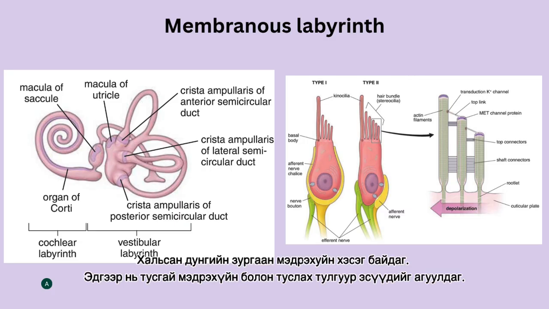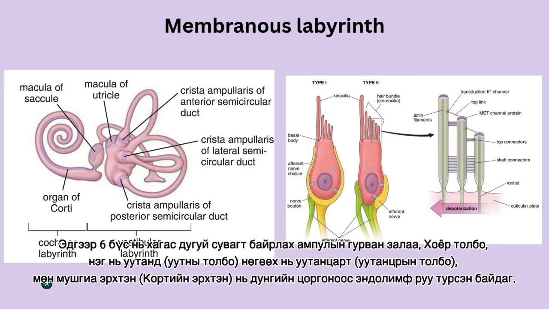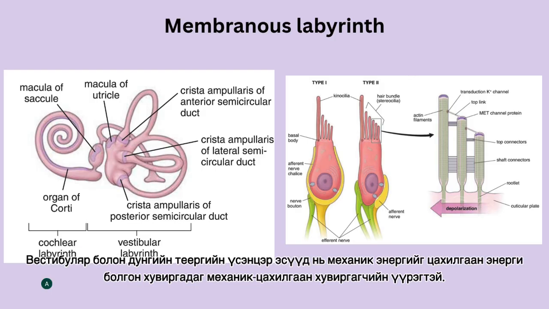There are 6 sensory regions in the membranous labyrinth that contain the special sensory and supporting cells. The 6 regions are the 3 cristae ampullares of the semicircular ducts, 2 maculae of the utricle and saccule, and lastly the spiral organ of Corti located in the cochlear duct. The hair cells of the vestibular and the cochlear labyrinth function as mechanoelectrical transducers, meaning they convert mechanical energy into electrical energy that can be transported by the nervous system.